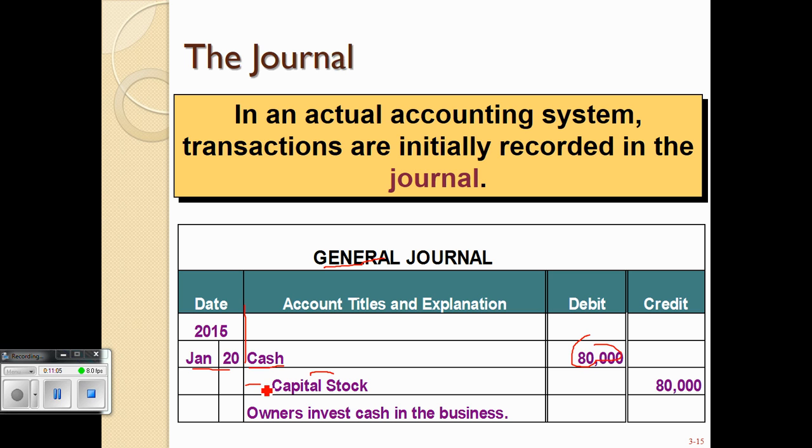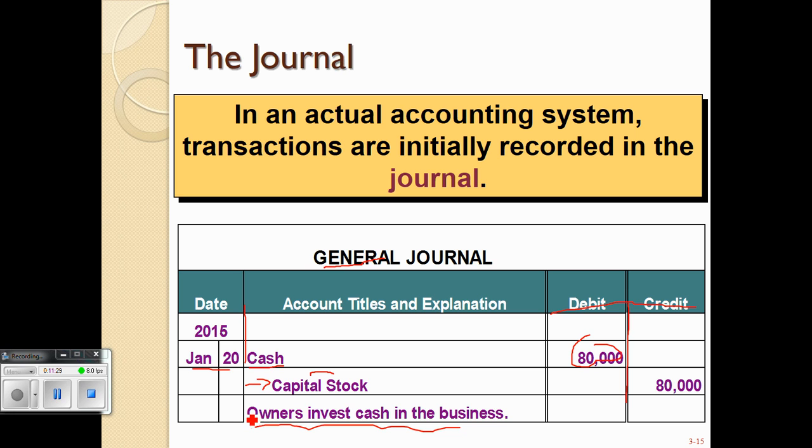I indent, and then I put my credit, capital stock, over here in my credit column. Notice my T account. Wish I could draw straight lines with this thing. My T account is still there, so I've still got those T accounts going on. And owner invests cash in the business. We'll see this with the ledger account too.